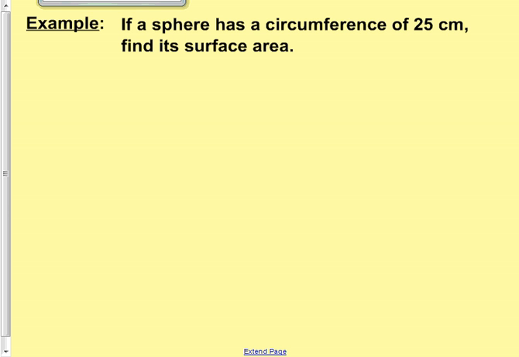The circumference is 25 centimeters, and the circumference of a circle is 2 pi r. So you're going to have 25 equals 2 pi r. You can use your calculator and solve for your radius, and once you know your radius, you can plug it into the surface area formula, 4 times pi times the radius squared. Give it a try, bring that answer with you to class, as well as this next example.